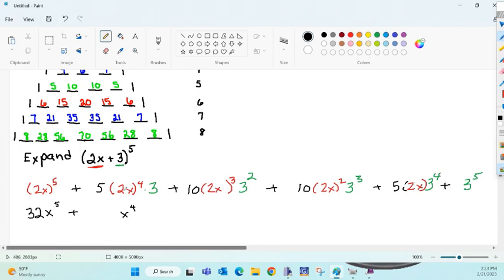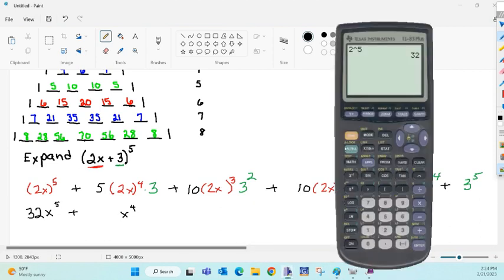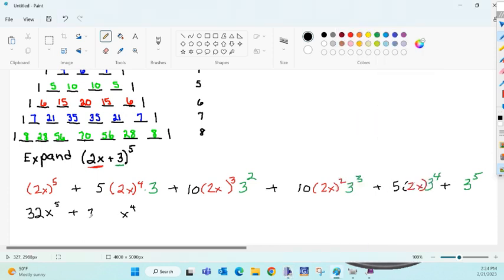It's 5 times 2 to the 4th times 3. So this is where it takes a little bit more. So we're going to do 5, look at the screen, times 2 to the 4th power times 3. Because we've got to get all these. We get the original coefficient, 2 to the 4th times 3, and we get 240. So our numbers are going to start getting to be large. So 240x to the 4th.